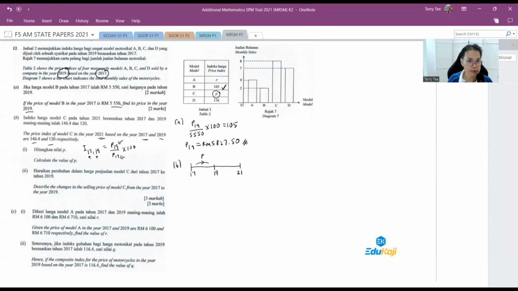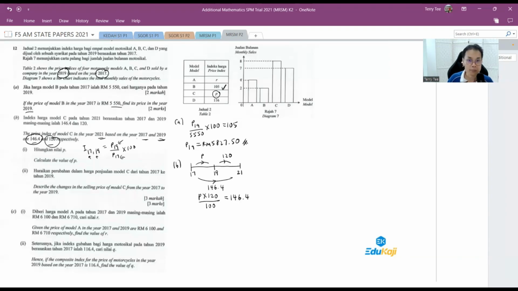Then 2021 based on 17 is 146.4. 21 based on 19 is 120. So to find the value P, here's what we call the simplified chain rule. When you have two consecutive indices here, you can take the first one. I don't write the formula, but just based on the diagram, it's easier. P, we multiply by 120, you divide by 100. Your overall increase should be 146.4.